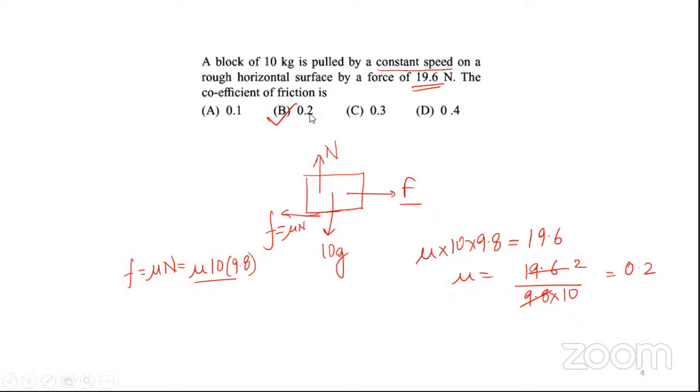Sir, I took it as 10 and I got like 0.19. I rounded off to 0.2. Yeah, no issues with that.